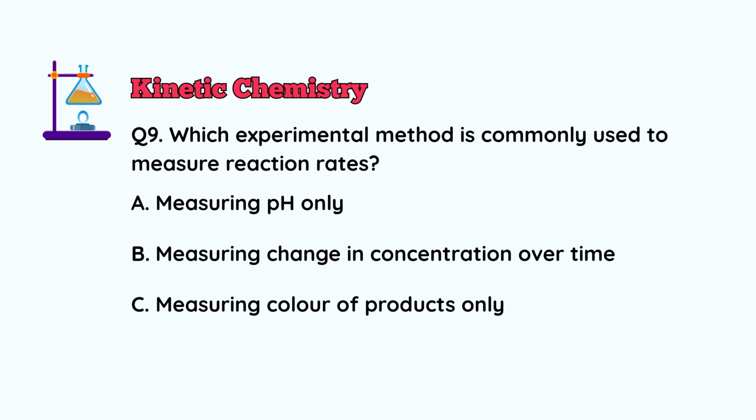Question 9. Which experimental method is commonly used to measure reaction rates? Is it A, measuring pH only, B, measuring change in concentration over time, or C, measuring color of products only? The answer is B, measuring change in concentration over time.